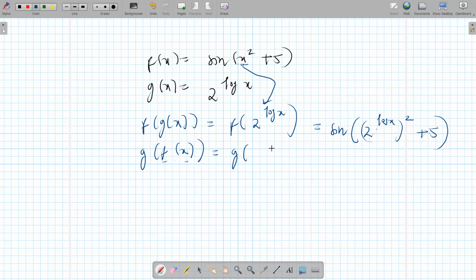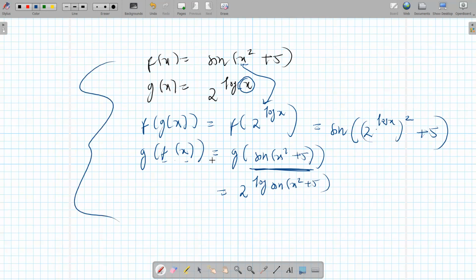What's f of x? F of x is this guy here, sine x squared plus 5. Now we know this is g of x, so we're going to replace this x with what we have in the bracket. So the final answer is going to be 2 to the power of log sine x squared plus 5, and you're done. Okay?